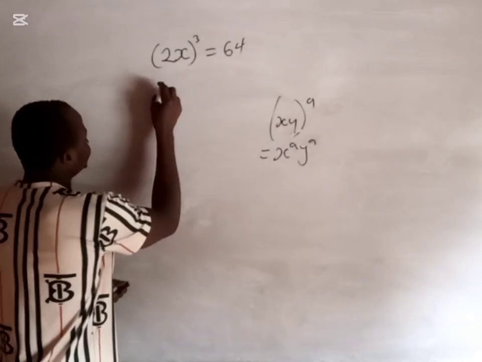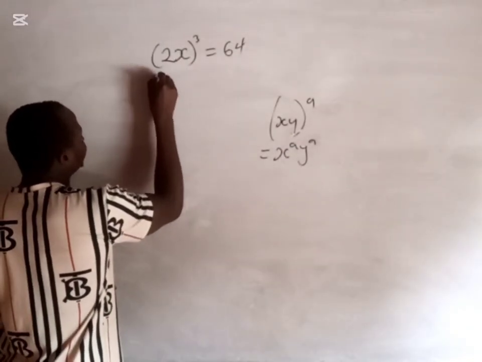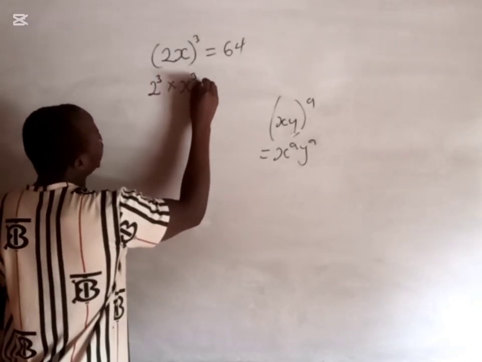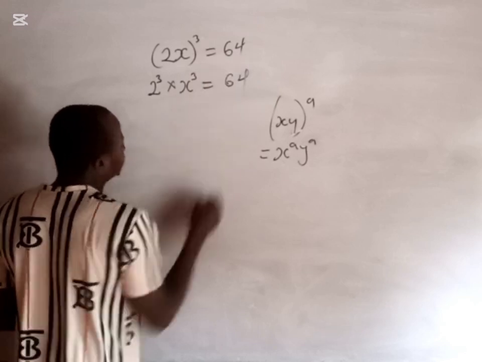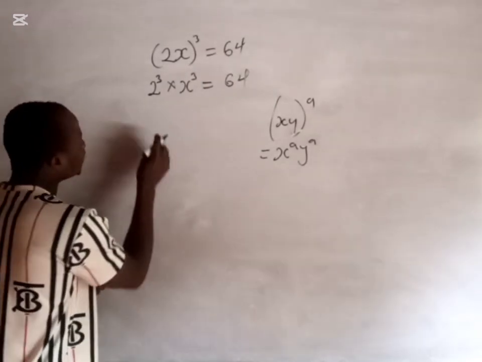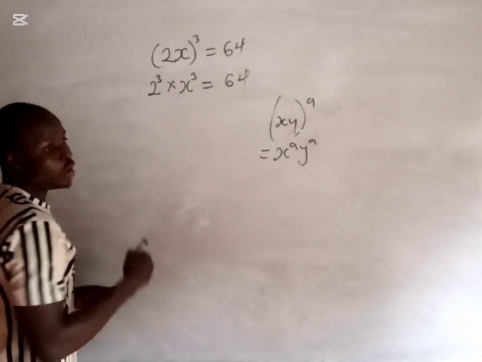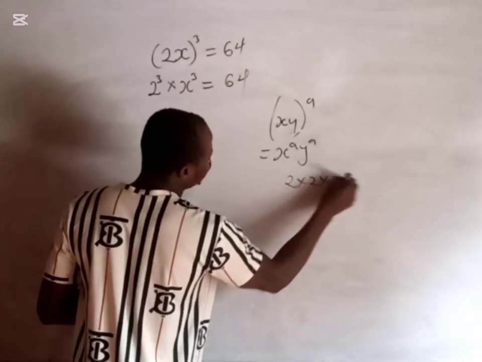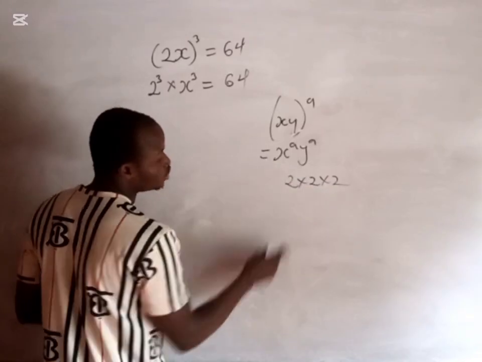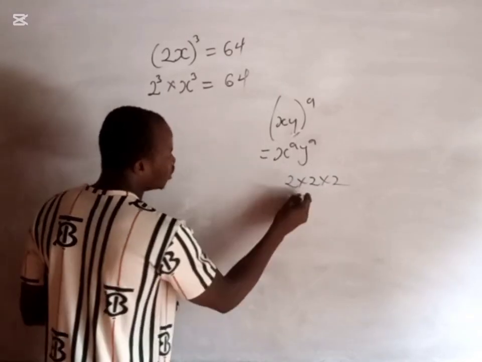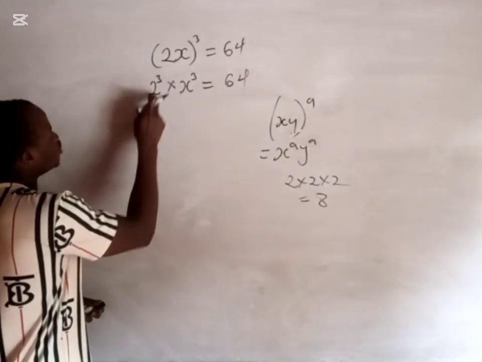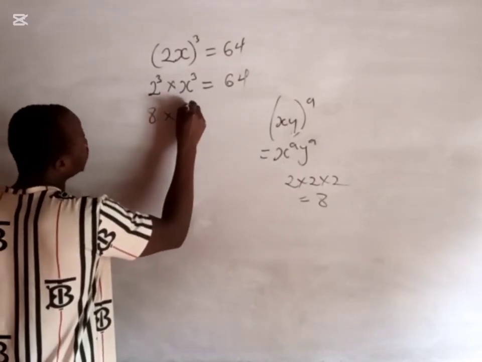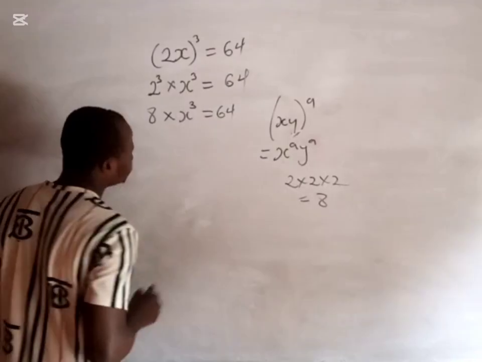Now let's go. 2 raised to the power 3, we are going to split it, times x raised to the power 3, is equal to 64. Very good. Now, what is 2 raised to the power 3? We all know that 2^3 means 2 times 2 times 2, in 3 places. 2 times 2 is 4. 4 times 2 is 8. So 2^3 is 8, times x^3 is equal to 64.